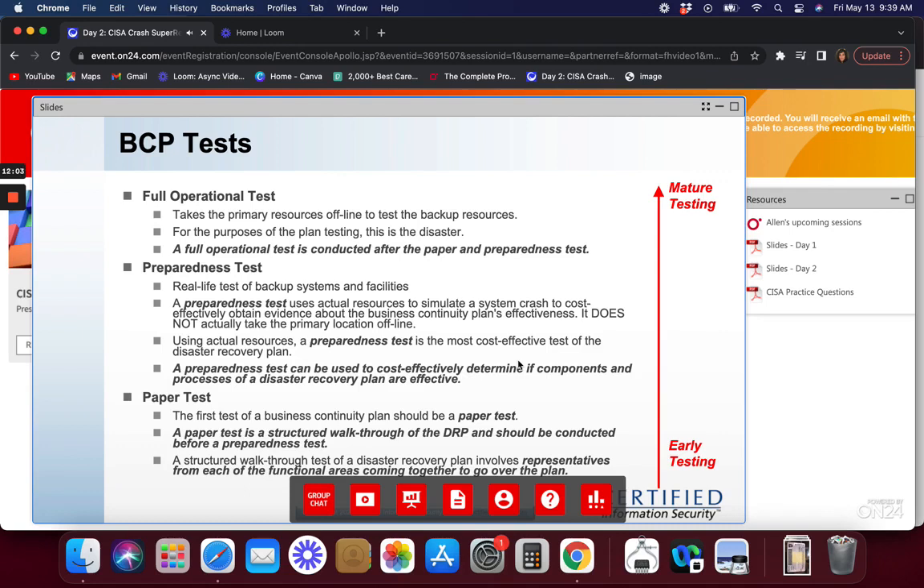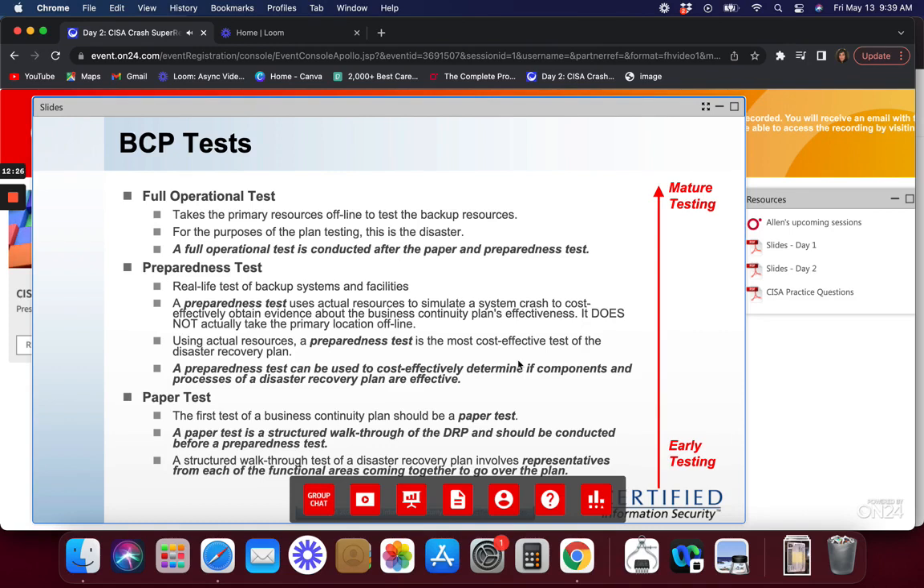Rather than 5 levels of testing of BCP like CISSP has, ISACA tests you about 3 levels. The paper test versus the preparedness test versus what they call the full operational test. You will need to know the difference in this. Again, a paper test is very theoretical. Let's just look at it on paper and see if it makes sense conceptually.